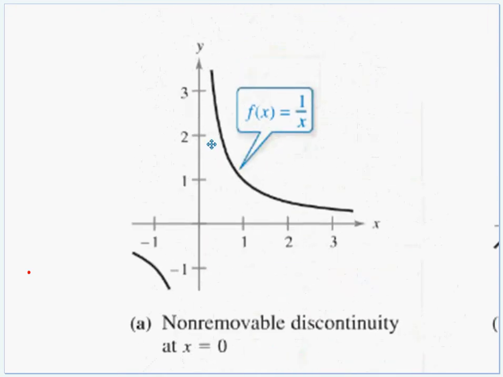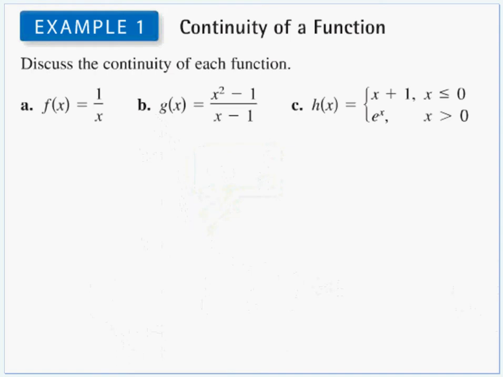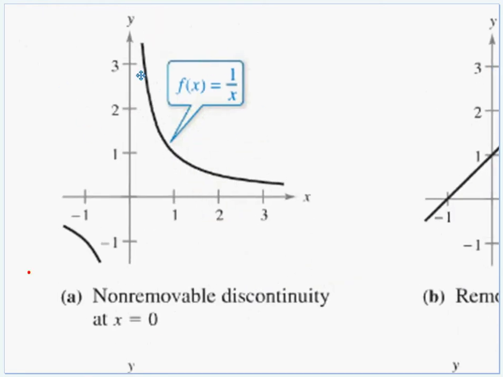Oh, okay, these are just the graphs we did. Back to here. A was 1 over x. The graph of that is going to look like this in the first quadrant. We have this going on, and in the third quadrant, in the negatives, we have something similar. But here at the origin, on the y-axis, we have a vertical asymptote. That is a non-removable discontinuity at 0.